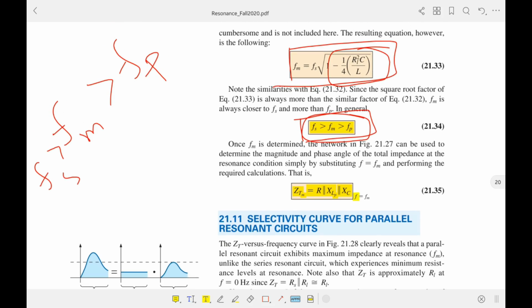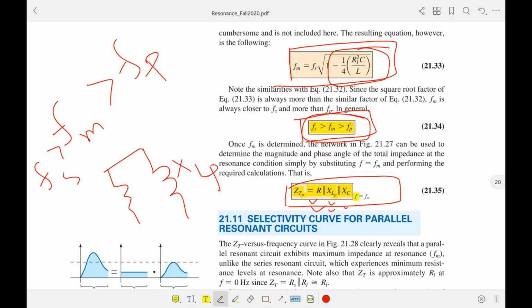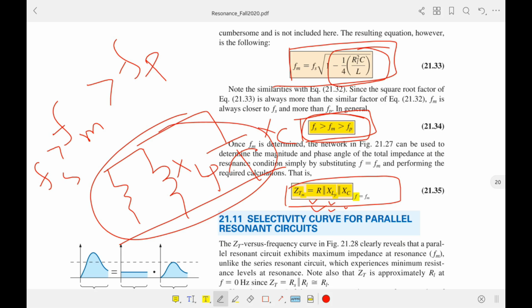Now for that maximum condition, obviously the circuit's total impedance will be R, and along with R we have parallel XLP and XC. You can understand that this is a simple calculation. We have R, then along with R we have our XLP, and also we have our XC. So obviously the total impedance will be the combination of these three in parallel.